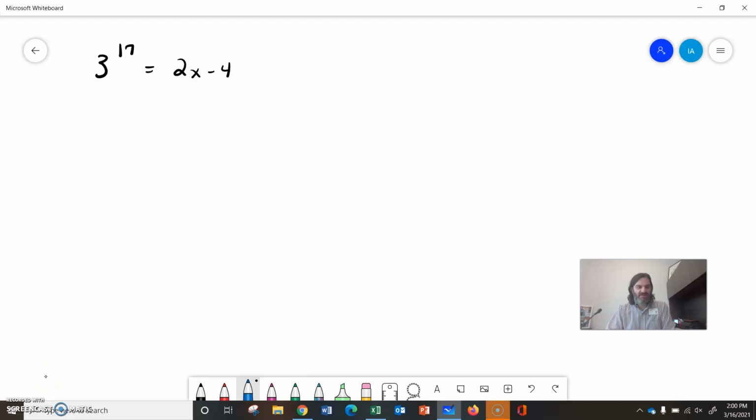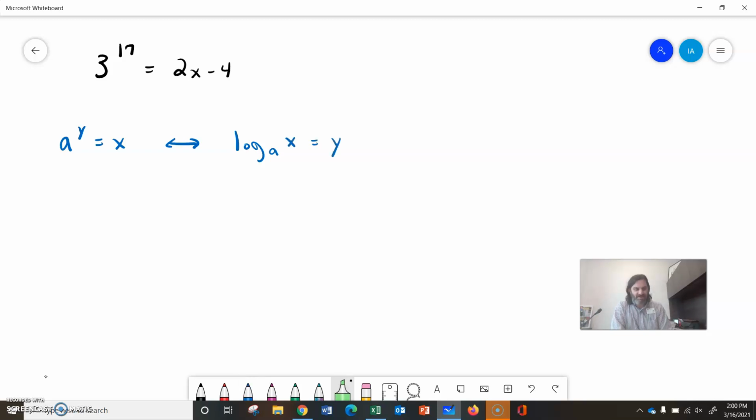So we have the equation 3 raised to the 17th equals 2x minus 4. This is an exponential equation. We're going to convert it over to a logarithmic. So a way to do this, remember our rule, a to the y equals x. We can convert that over using logarithm. Log base a of x equals y.